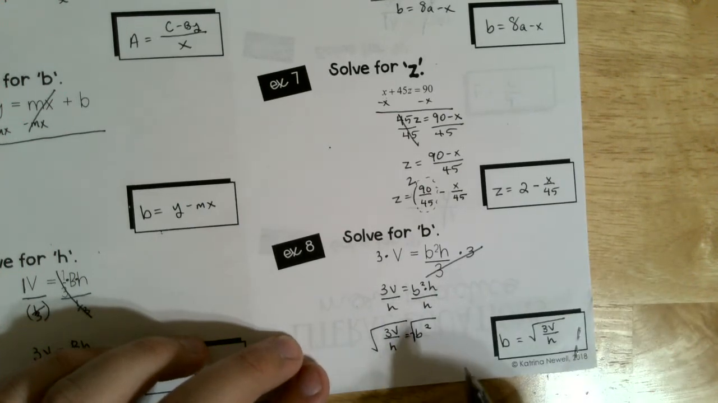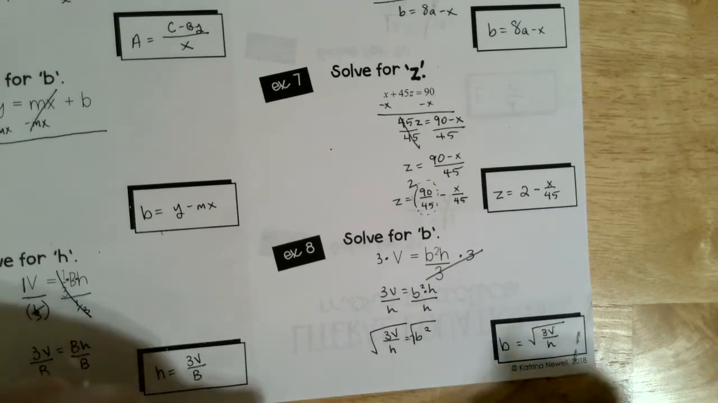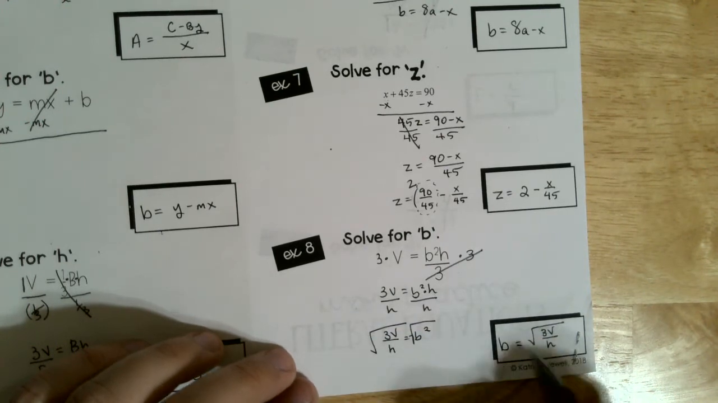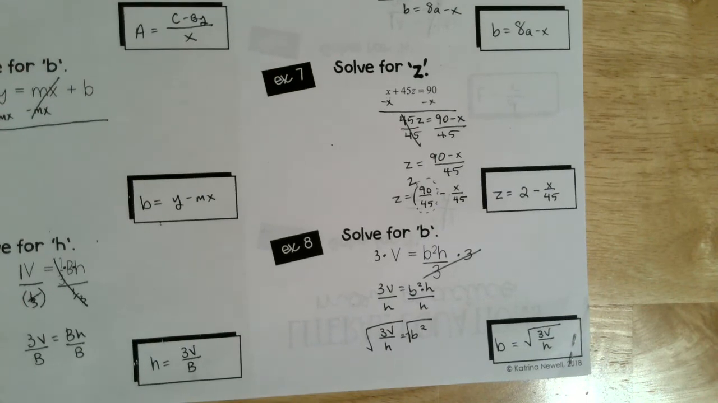Okay, so with b, the square root cancels out the square, so it disappears. But on the other side, there wasn't anything square to cancel it out. So this square root had to stick around. So we get, for our final answer, that b is equal to the square root of 3v over h.